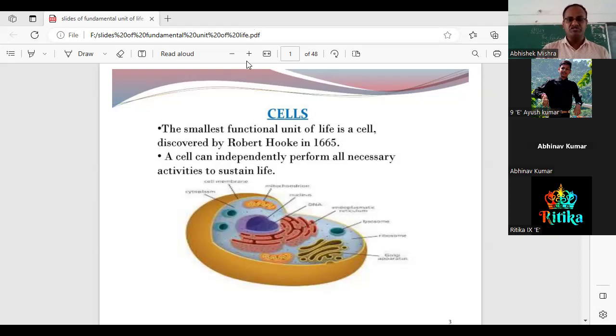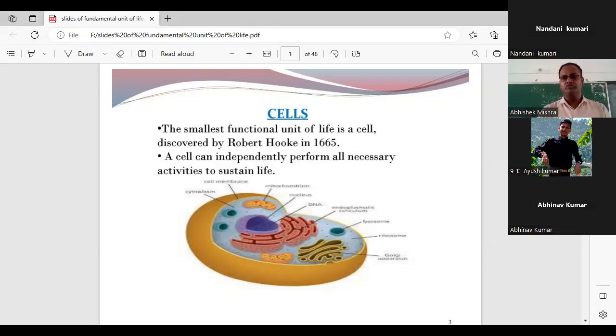Okay. So students, before starting with the chapter, let me have a brief check of what you have learned till now. Can anyone tell me how we can define a cell? Just raise your hand so that I can unmute you. Okay, Nandini, you can unmute yourself.